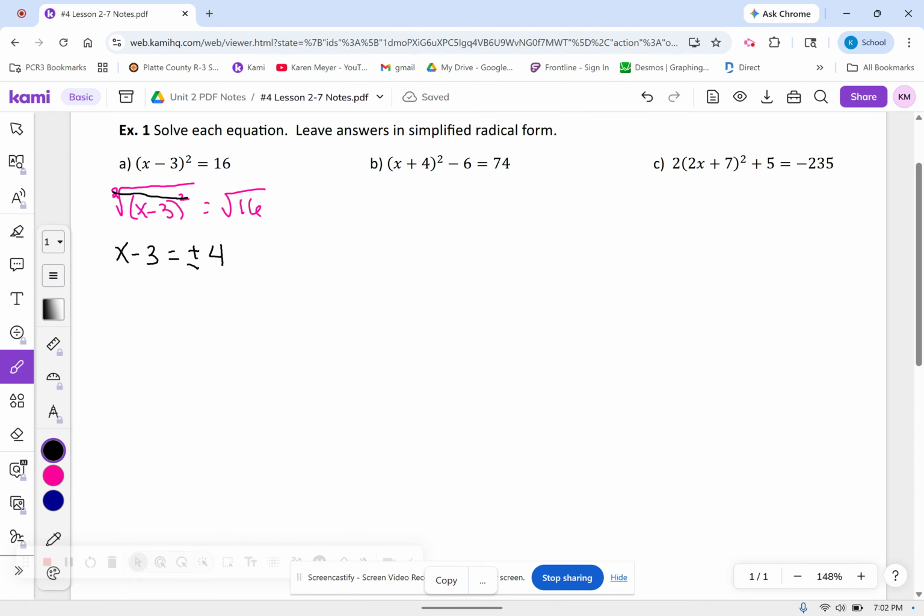Okay, so then from here, I'm going to go ahead and solve this like a normal equation. So I'm going to add my 3 over. So I'm going to have x equals positive 3 plus or minus 4. And then these are considered like terms. I got a 3 and a 4, they're like terms, so I'm going to go ahead and split my plus or minus. So I'm going to have 3 plus 4 and 3 minus 4. So my first answer is 7, and my second answer is -1.